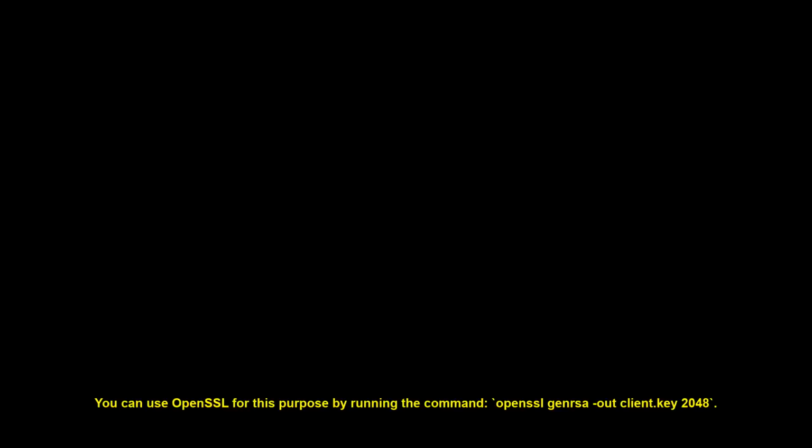You can use OpenSSL for this purpose by running the command openssl genrsa -out client.key 2048. Next, create a certificate signing request, or CSR, using the private key you just generated. Run the command openssl req -new -key client.key -out client.csr. When prompted, enter the necessary information for the CSR, including your organization and common name.